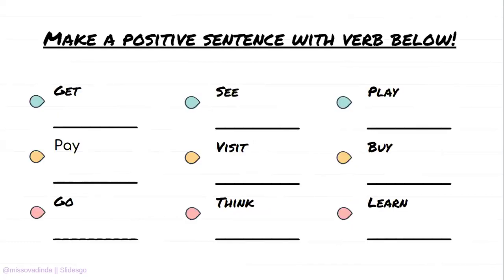Make a positive sentence with the verb below. Okay, to make the time shorter, then let's change all of the verb one become verb two for positive sentence. Get, it's got.